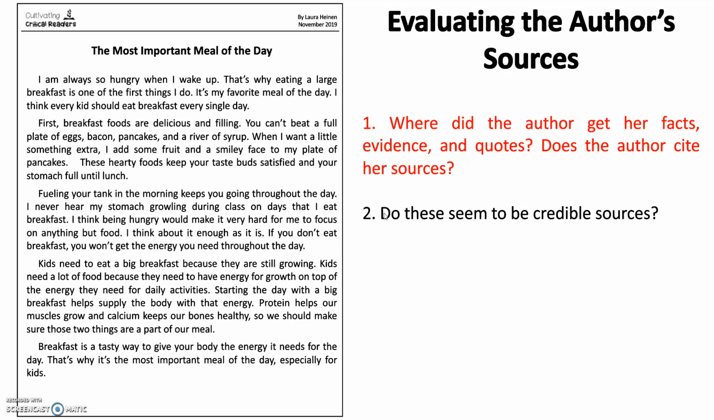Or did it come from a neighbor? Did it come from their older brother? Did it come from something that they just heard? So if it's a credible source, it's going to come from maybe a government document. It's going to come from maybe a study that was done over thousands of children, but it's not going to be something that they just found somewhere or they heard someone else say.